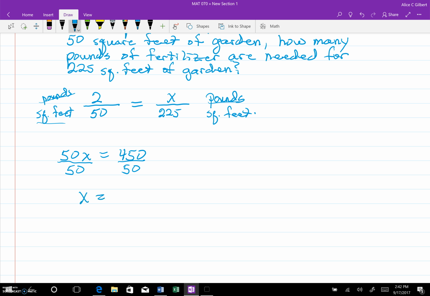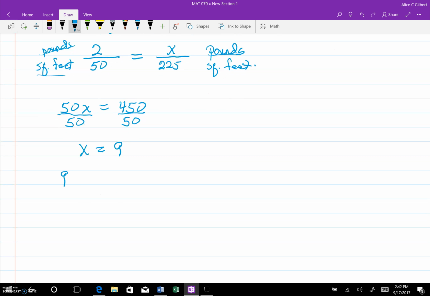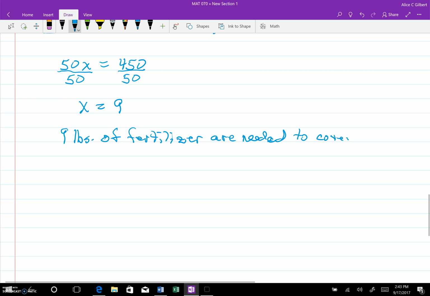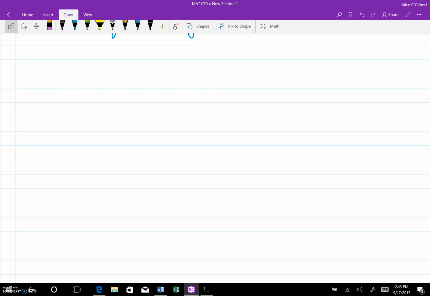Okay, and that leaves me 9. So 9 pounds of fertilizer are needed to cover 225 square feet of garden. And we've just figured out the answer to our question.